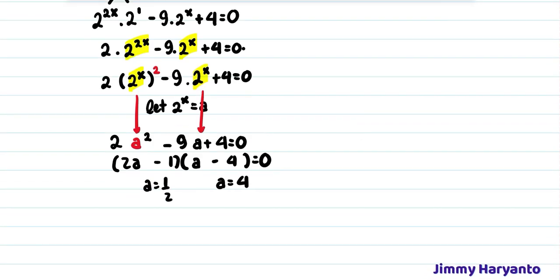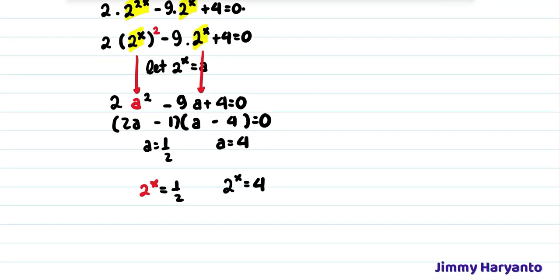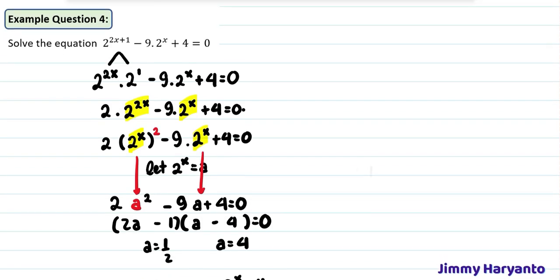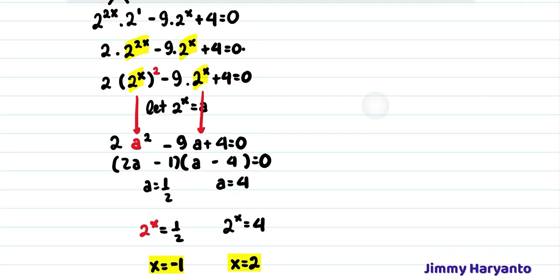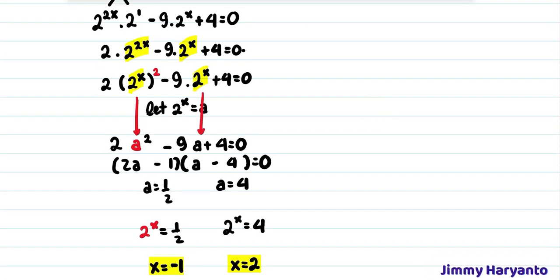And then let's input the a. The a is 2 to the power of x, right? So 2 to the power of x equals half, and then 2 to the power of x equals 4. Half is very easy, right? Half is 2 to the power of negative 1, right? So x equals negative 1. And then 4 is 2 to the power of 2, that means x equals 2. You don't have to recheck the answers because this one is indices. There is no restriction in this part. So both of them are solutions.